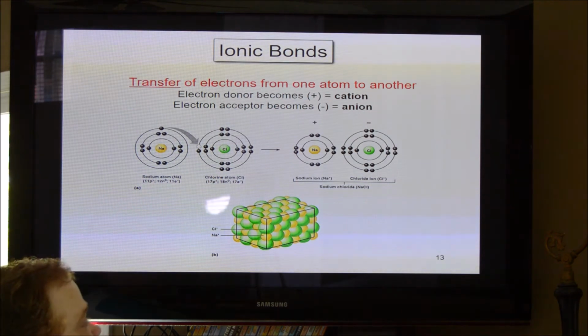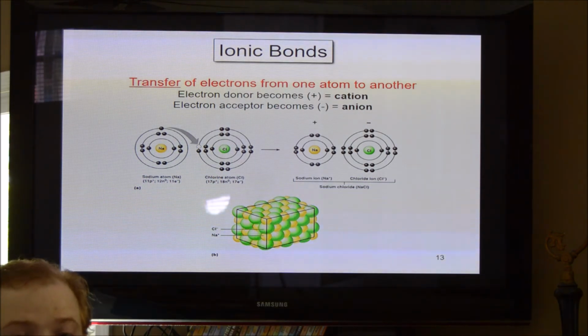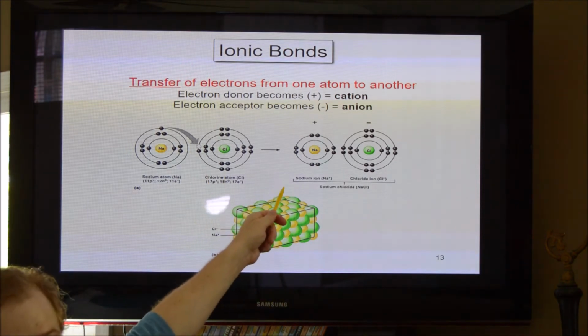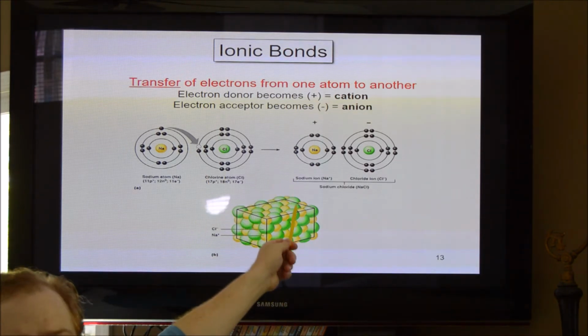This is sodium chloride because one is positively charged and the adjacent one is negatively charged. These two attract like magnets. They just kind of stick together. It's a very weak attraction.